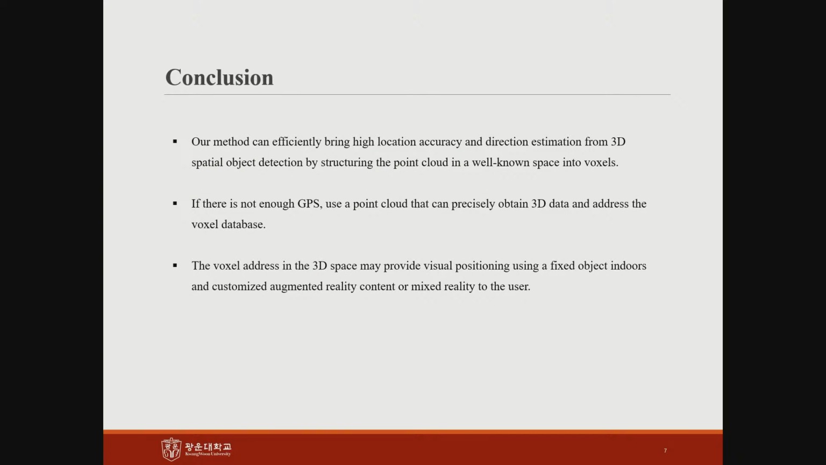Our method can efficiently bring high location accuracy and direction estimation from 3D spatial object detection by structuring the point cloud in a well-known space into voxels. If there is not enough GPS, use a point cloud that can precisely obtain 3D data and address the voxel database. The voxel address in the 3D space may provide visual positioning using fixed objects indoors, and customized augmented reality content or mixed reality to the user.